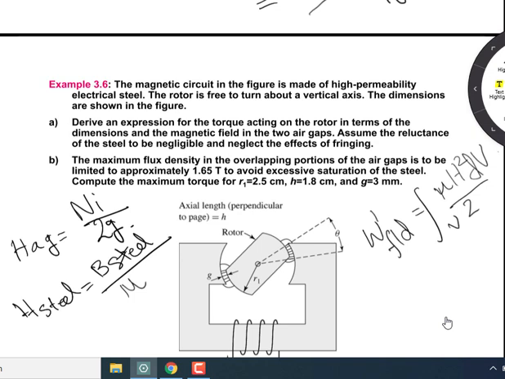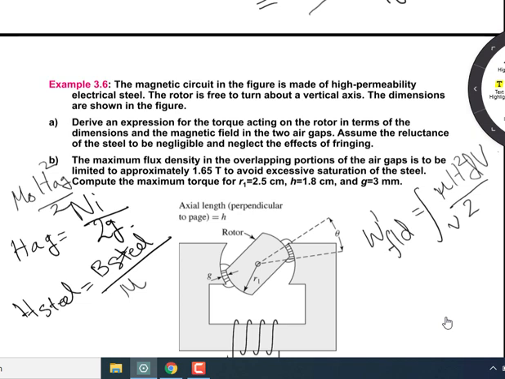So co-energy density in that air gap, what would be the value of co-energy density in the air gap? It is mu naught H Ag square by 2. We are getting this from this formula. Now here one thing is somewhat complicated, that we need to find out the volume of two overlapping air gaps, and how to calculate the volume of two overlapping air gaps.